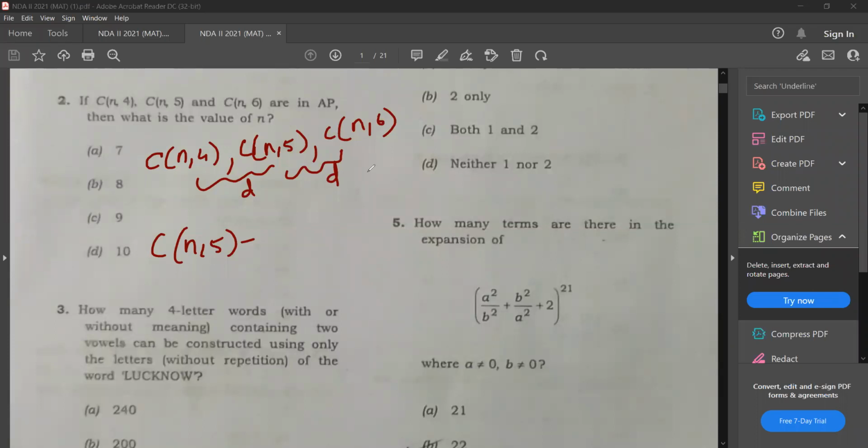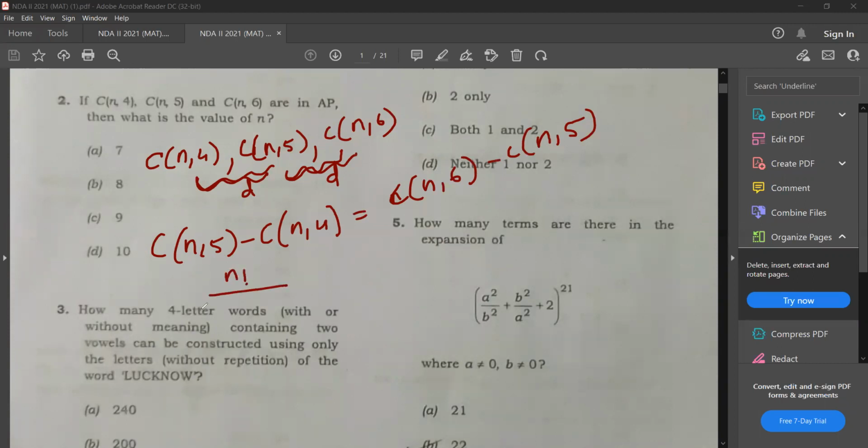it will have a common difference. So C of n comma 5 minus combination of n comma 4 is equal to C of n comma 6 minus C of n comma 5. Why? Because the difference between these two is the same as the difference between these two. So 6 minus 5 is equal to 5 minus 4. Okay, now what is the formula for combination? N factorial by r factorial into n minus r factorial.